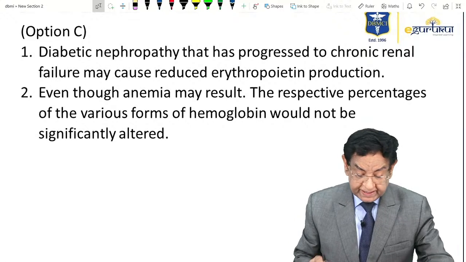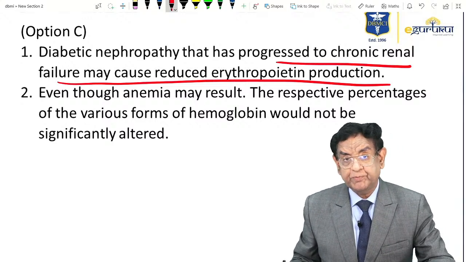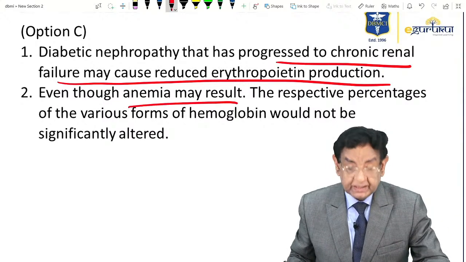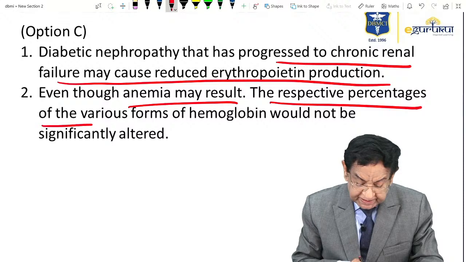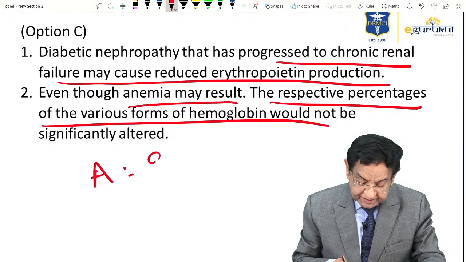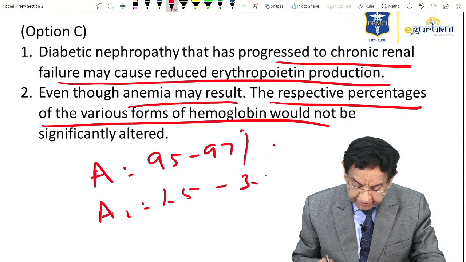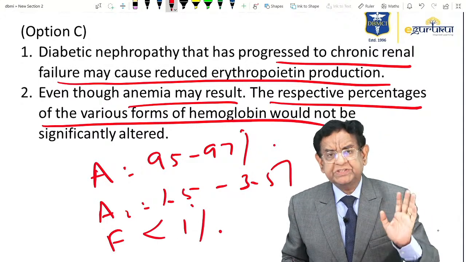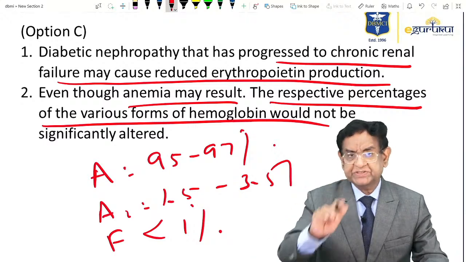Option C, diabetic nephropathy. It goes to chronic renal failure and can lead to reduced erythropoietin production. Of course, that will result in anemia. But remember, even if anemia is there, the respective percentage of various hemoglobins will not change. Recall, HbA is 95% to 97%, A2 is 1.5 to 3.5%, F is less than 1%. So this will not change. Of course, total Hb will be reduced, but the percentage share of each will remain the same.